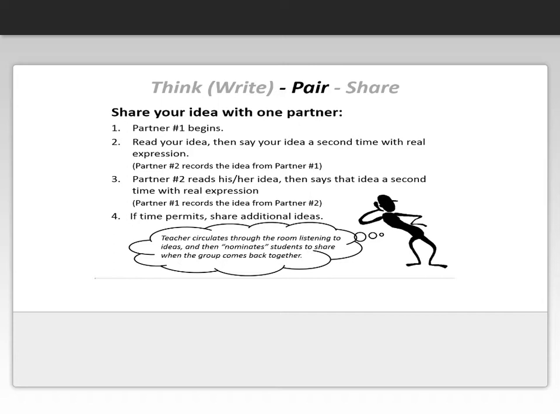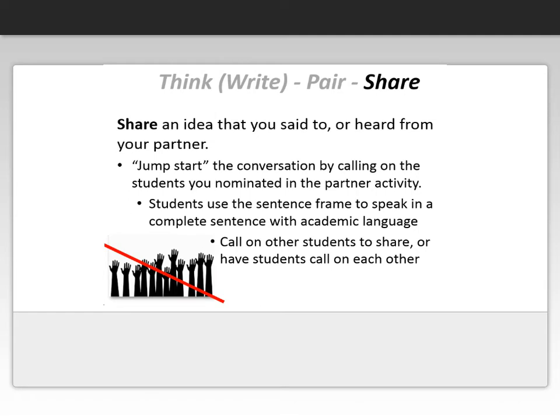If time permits, you're going to share additional ideas. During this time, the teacher is circulating through the room, listening to ideas and asking students to share with the group when the group comes back together. Now it's time to share an idea that you said to or heard from your partner. The teacher will jumpstart the conversation by calling on students that she nominated during the partner activity.